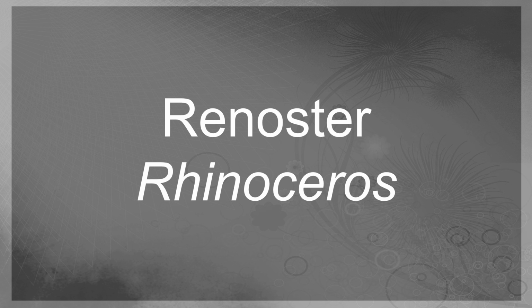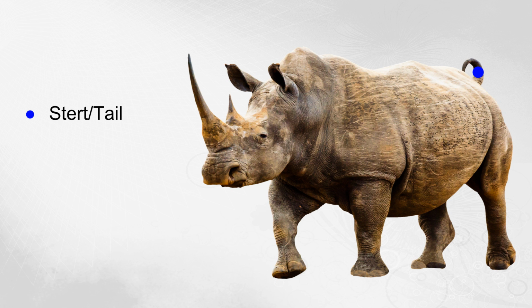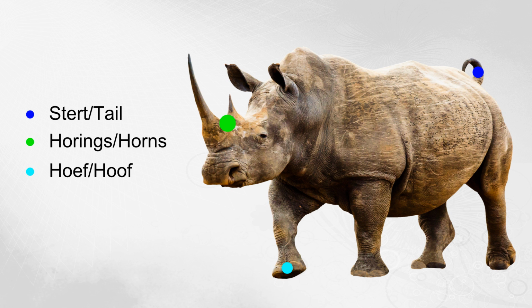First, we will look at some body parts of the rhino, renoster. Staart, tail. Horings, horns. Hoof, Vel, skin.